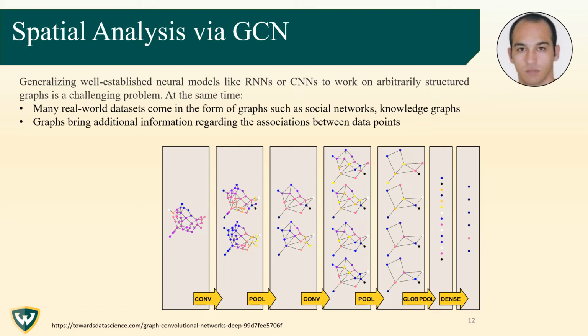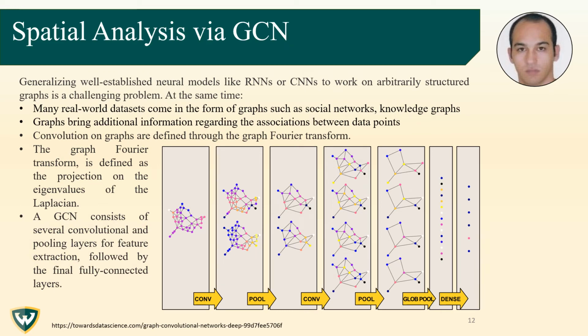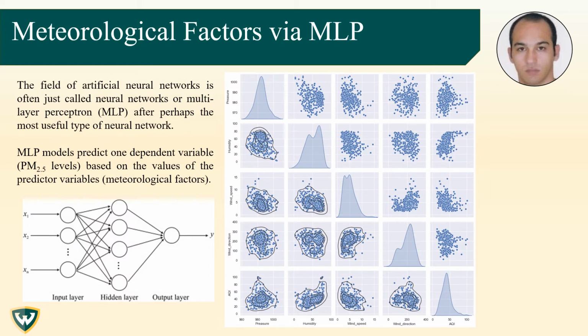A GCN is similar to original CNN in the sense that they both make use of convolutional and pooling layers for feature extraction, followed by a number of fully connected layers. But it differs from original CNN in the sense that it uses graph Fourier transform, which is defined as a projection of the eigenvalues of the Laplacian. This feature gives GCN an advantage over traditional CNN when dealing with datasets that are inherently in the form of graphs.